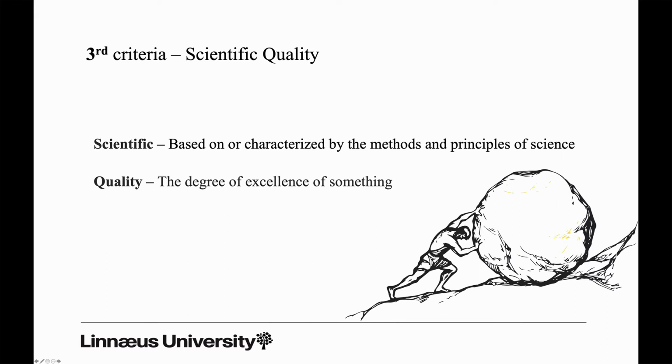And quality. So scientific quality. The second part here, the degree of excellence of something. So the better the quality, the higher the degree of excellence is. So the better you execute the methods and follow the principles of science, well, the better the quality. So scientific quality strives towards excelling in applying scientific methods and principles.